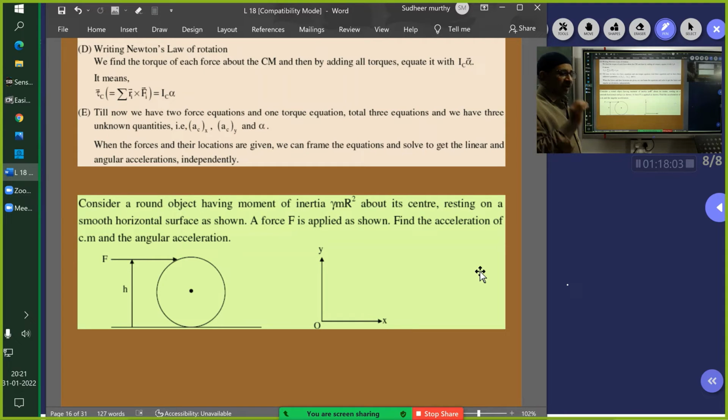So now force is applied. When force is applied, what will happen? First tell the mechanism. Apply physics and tell; don't use intelligence. Yes, it will accelerate the center of mass.